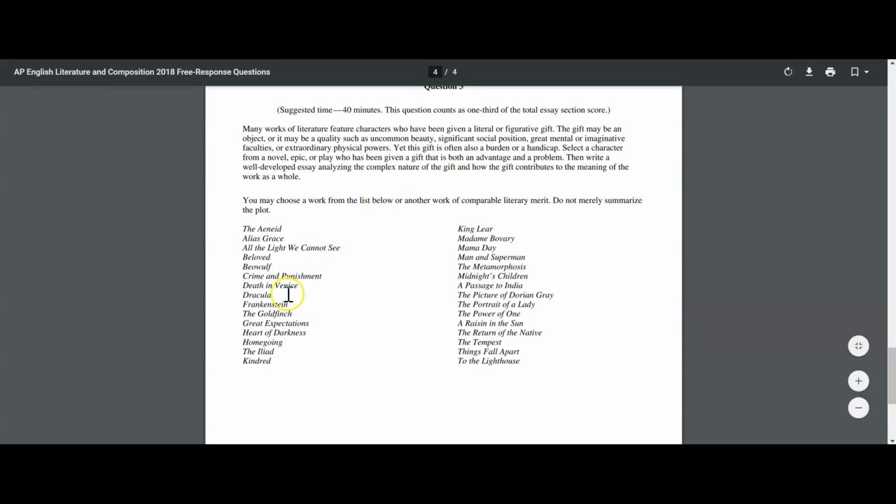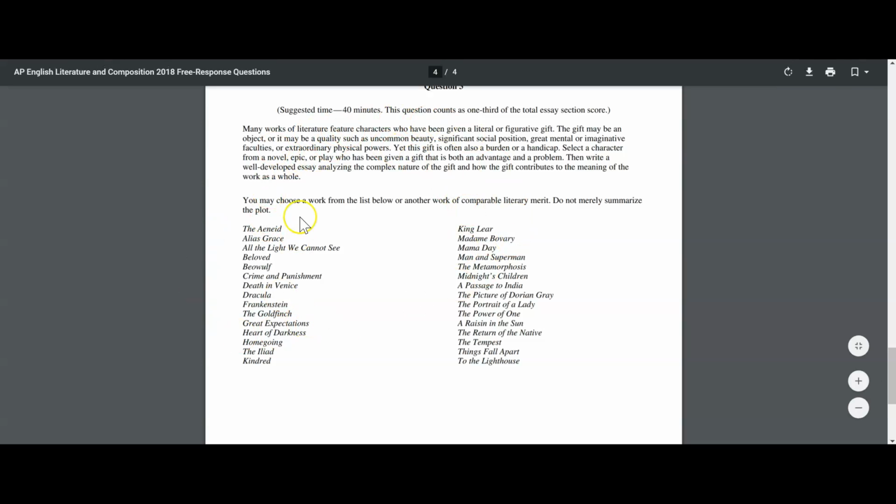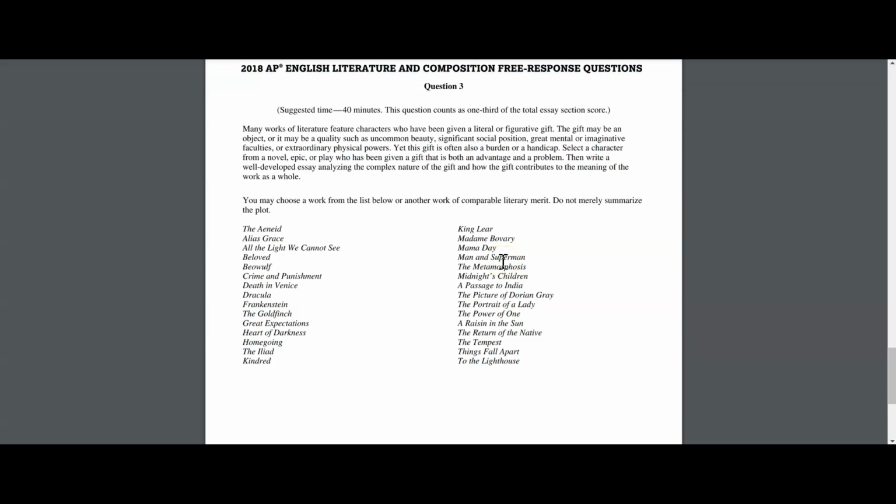You'll notice on this list that Frankenstein is listed. So what I want you to do is consider if you were going to answer this prompt using Frankenstein, how would you approach it? Okay, so what character would you use? Because arguably you could use a few. And how would you approach this essay?